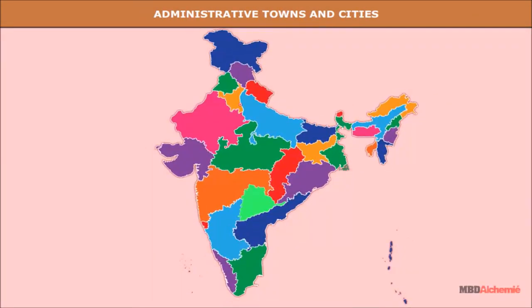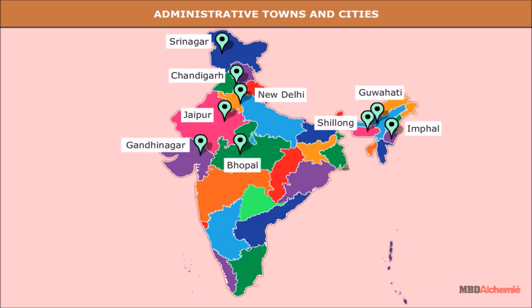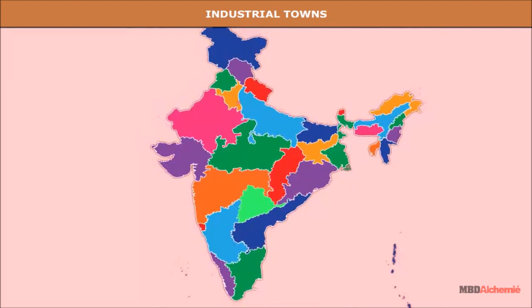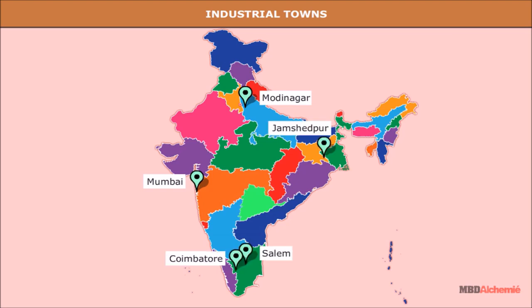Administrative towns and cities. Administrative towns are the towns supporting administrative headquarters of higher order, such as Chandigarh, New Delhi, Jaipur, Bhopal, Srinagar, Shillong, Guwahati, Imphal, Gandhinagar and Chennai, etc. Industrial towns. Industries comprise the prime motive force of these cities such as Mumbai, Modinagar, Salem, Jamshedpur, Coimbatore, Bhilai and Hooghly, etc.